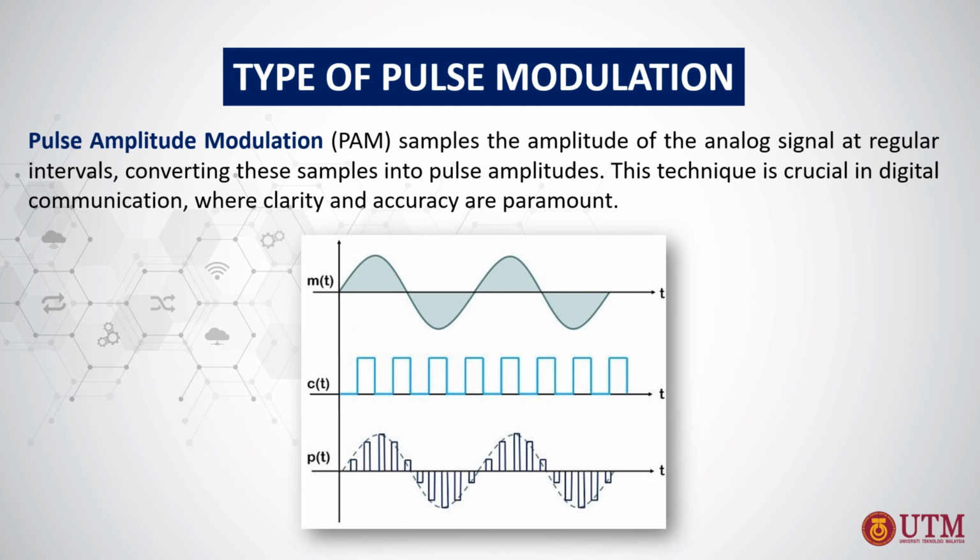Pulse amplitude modulation is a method where the amplitude of an analog signal is sampled at regular intervals, and these samples are then converted into corresponding pulse amplitudes. In this technique, each pulse's height directly corresponds to the sample. Pulse amplitude modulation is integral to digital communication systems because it facilitates the conversion of continuous signals into a format suitable for digital processing and transmission.